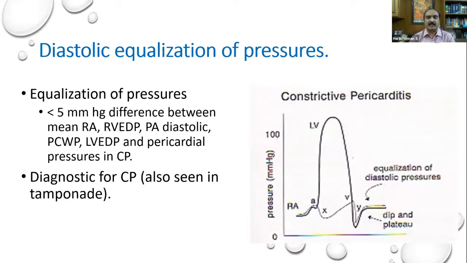The differences are less than 5 millimeters in mean right atrium, RV end diastolic, PA diastolic, pulmonary capillary wedge mean, LV end diastolic pressure, and pericardial pressures. All these will be equal. And this is diagnostic for constriction. But this can also be seen in tamponade.